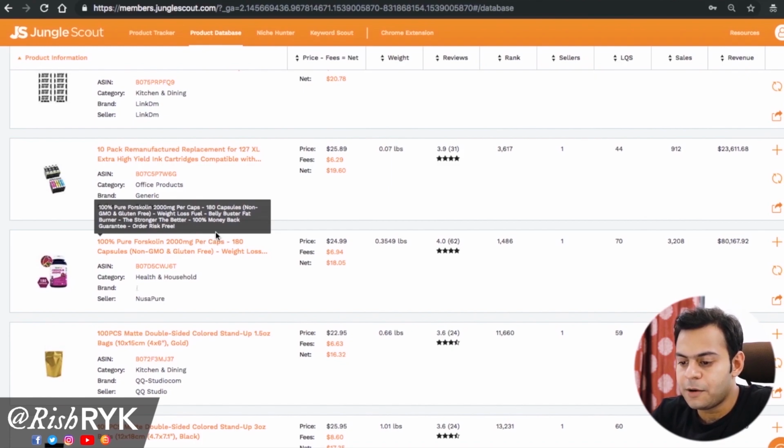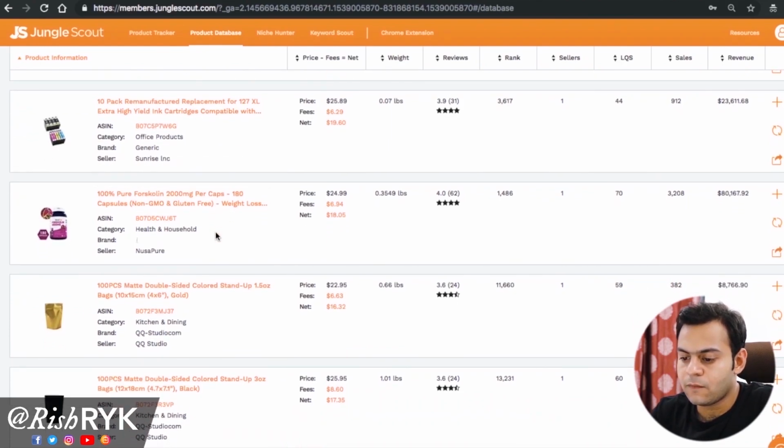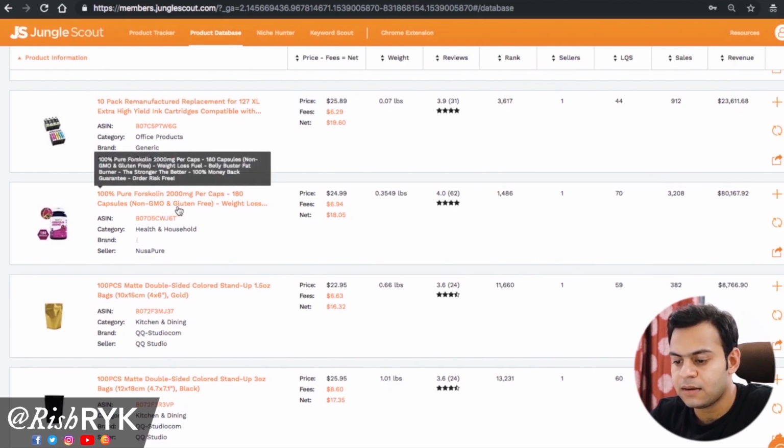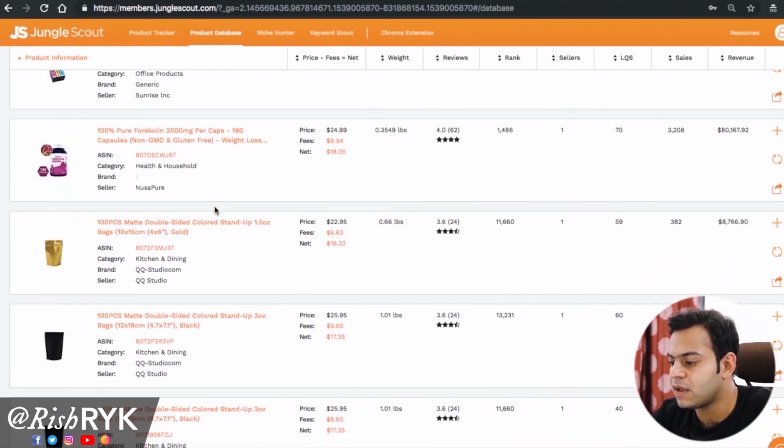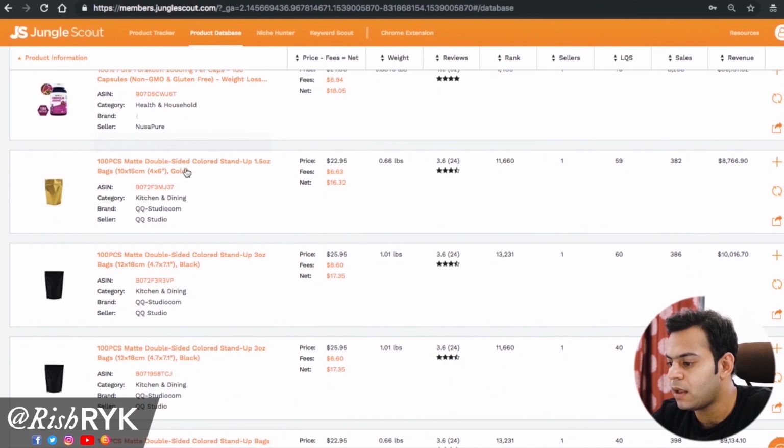Alright, 100% pure force cap. Now this looks like an edible supplement or something. Stay away from it. You cannot really start with a supplement when you're just starting out, right? Double-sided color stand, $22.36. It's selling pretty good, not that bad, 11,000 rank.